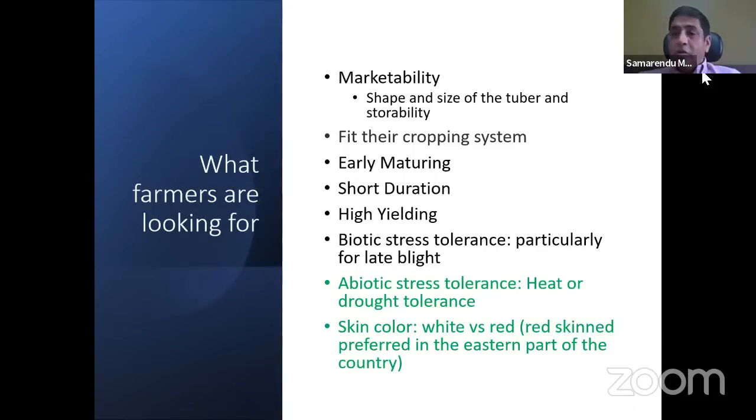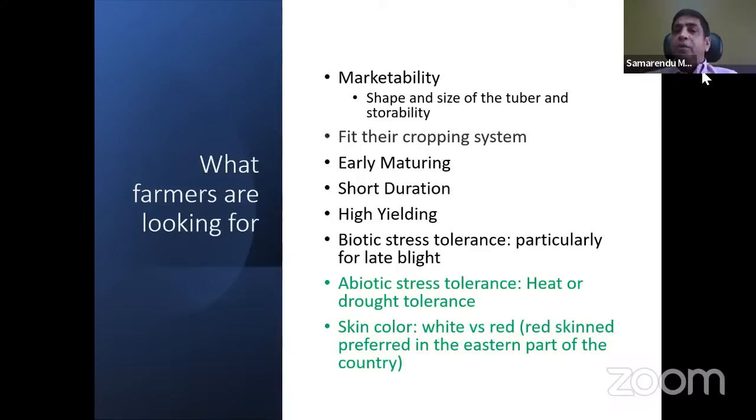not only in India, but all across Asia and Africa? They are now not growing potato only for backyard cultivation. Before, they used to just grow potato for their own family consumption. Now they're growing for the market. So they're mostly looking at whether the potato they cultivate is marketable or not. The shape and size of the tubers and the storability of the tubers are very important for the farmers, because they will be selling it in the market.